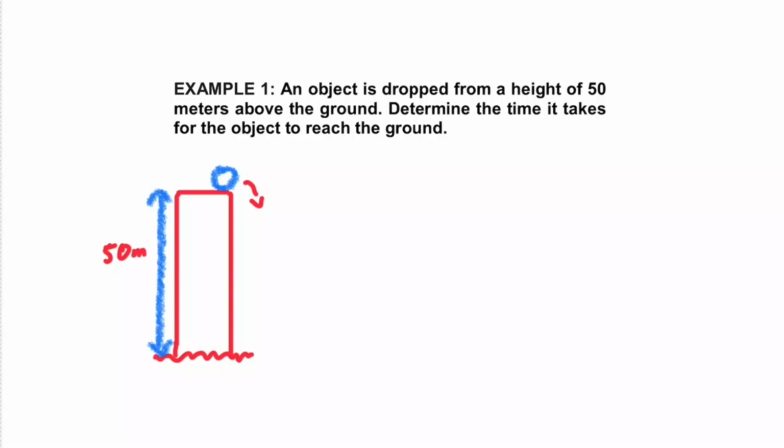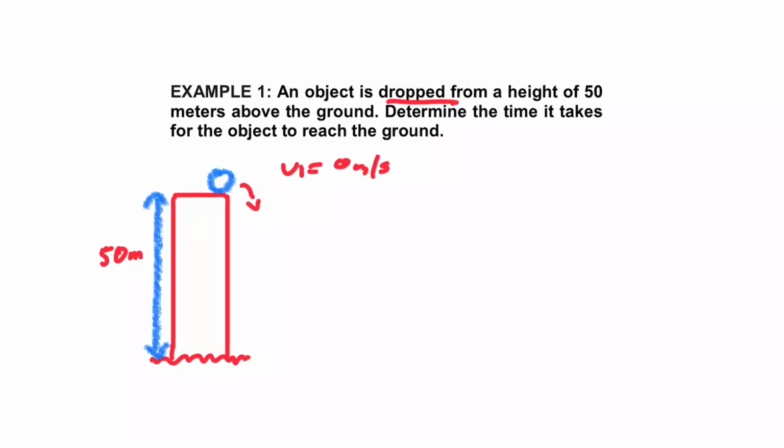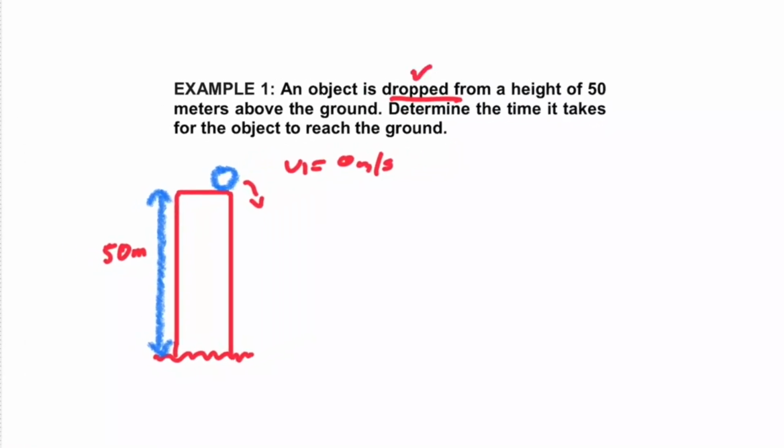Let me show you what I'm talking about. When an object is dropped, it simply means that Vi is equal to 0 meters per second. If you drop an object, its initial velocity is 0. Okay, we will need to remember this at some point. Let's carry on. So we have delta y. Delta y can be equal to 50 meters or minus 50 meters, depending on which direction you take as positive.